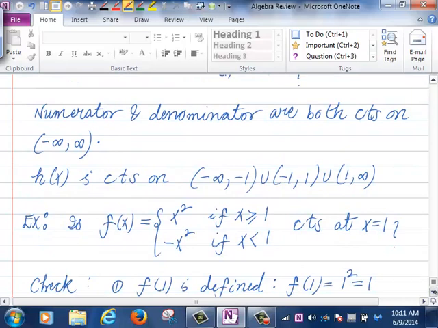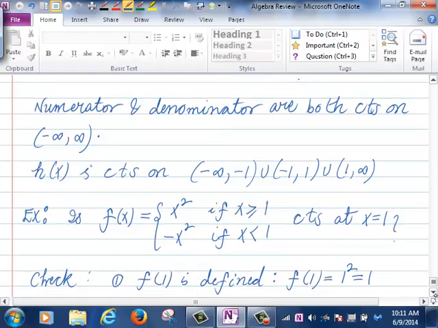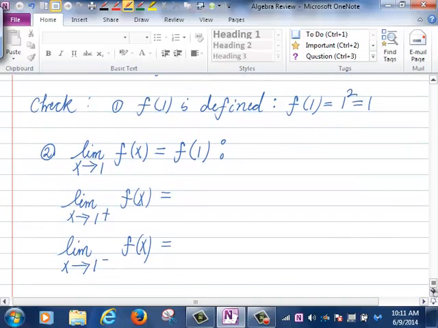Well, when x is going to 1 from the right, it means that x is larger than 1, right? If x is larger than 1, then the value of the function is x squared, right? I'm saying when x is larger than 1. We know that x is going to 1 from the right, so x is larger than 1. And then f of x is given by x squared, and then the limit is given by what? 1 squared, which is 1.